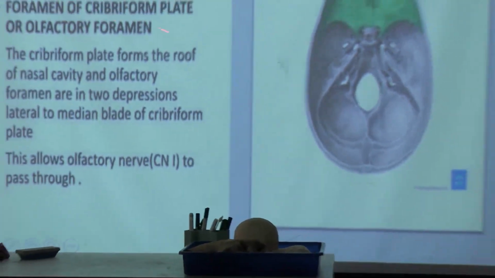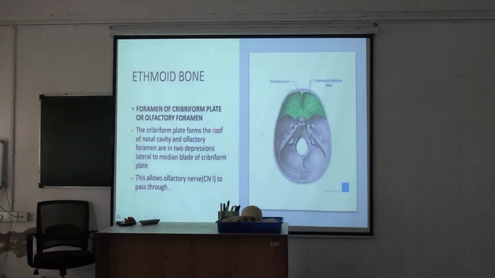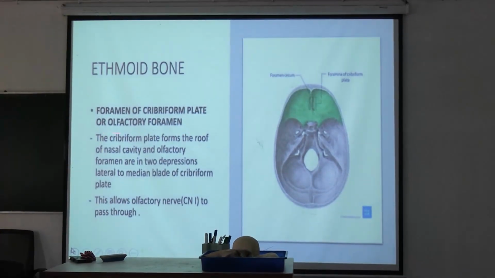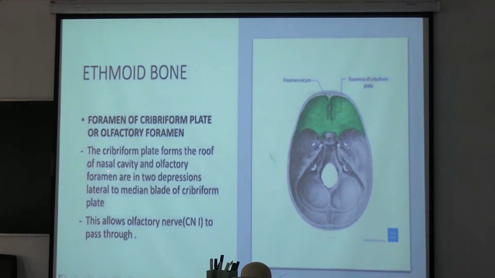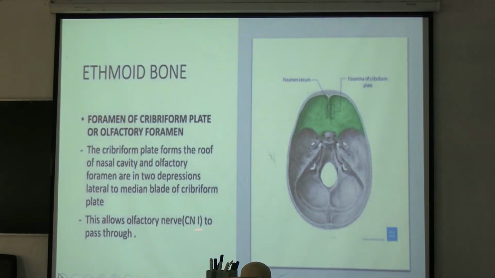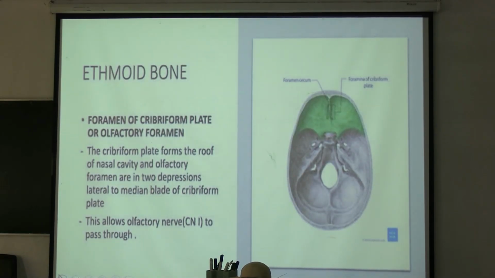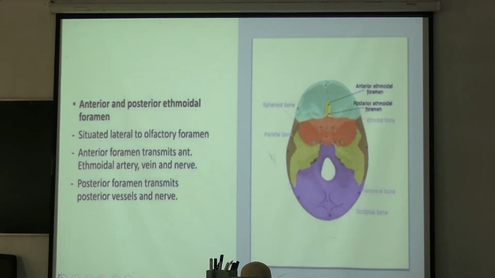Next we are going to the ethmoid bone, foramen of cribriform plate or olfactory foramens. Okay. Cribriform plate forms the roof of the nasal cavity, and olfactory foramens are in two depressed areas on each side of the median plate. Median plate is the crista galli. Okay. And this allows olfactory nerves to pass through, entering into the olfactory bulb from the nasal cavity.